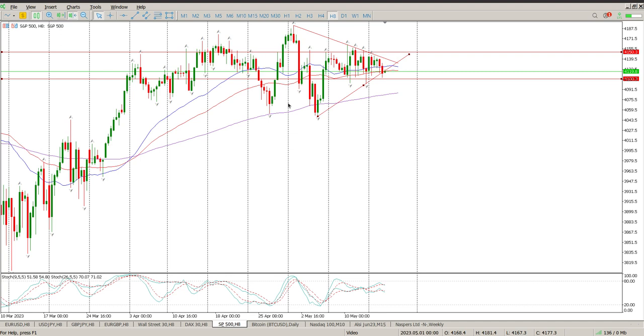So still nothing really brewing. Oscillators have crossed over. That's fairly interesting, but we don't have structure. We're stuck in a range or triangle. Take your pick. It's one of the two, and both are valid.